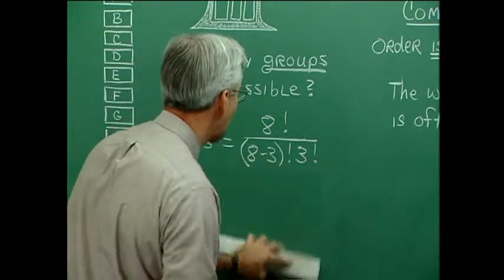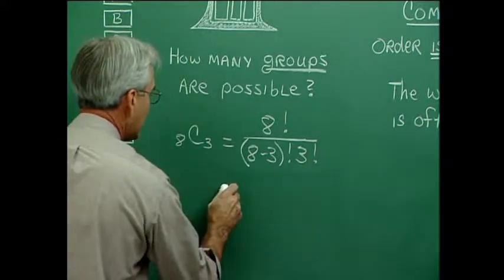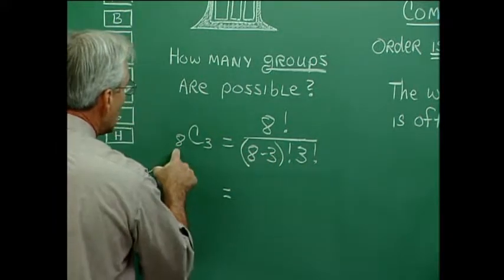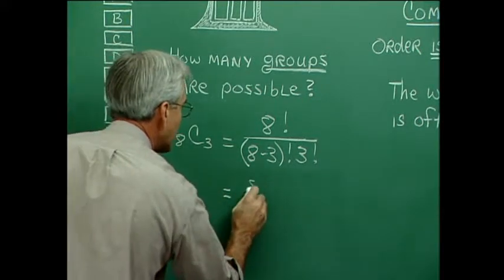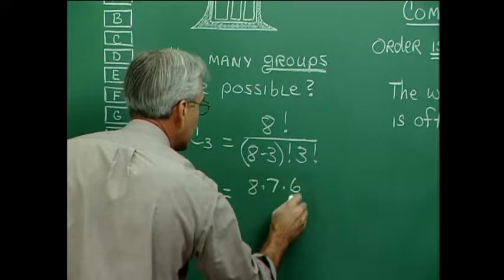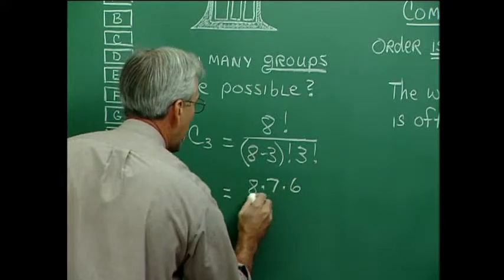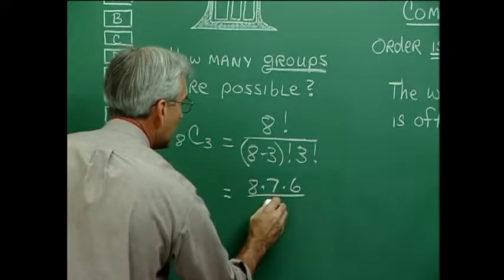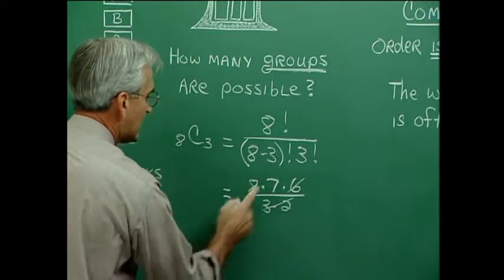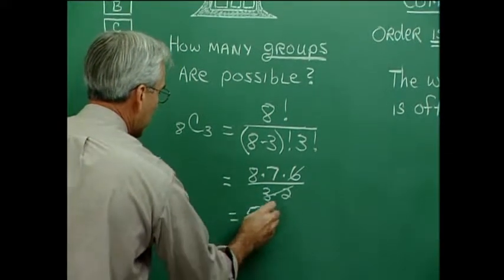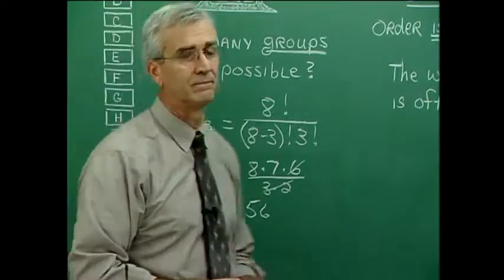Okay, so this is what happens, and our little trick for calculation is that we have 3 factors in the numerator starting with 8, so it's 8 times 7 times 6. And in the denominator, we have 3 factorial, so that's 3 times 2. And now the 6 cancels. We have 8 times 7, or 56, as the result.